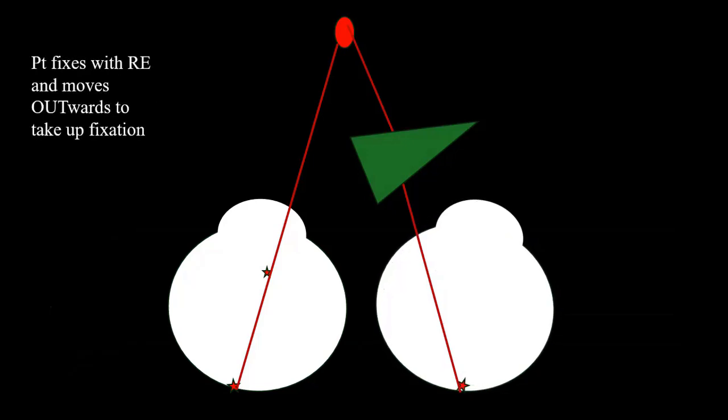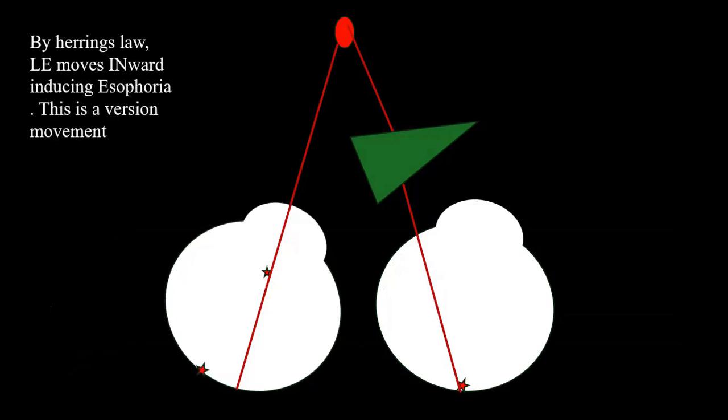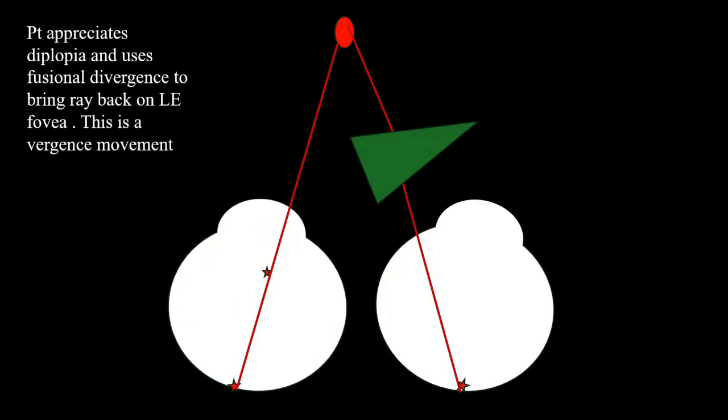and brings the macula towards the ray. So there is going to be an outward deviation of the eye. According to Hering's law, the other eye is also going to deviate inward. But now as the patient appreciates diplopia, he refixates. He uses his fusional divergence to bring the ray back on the left eye fovea. So this is a Vergence movement.